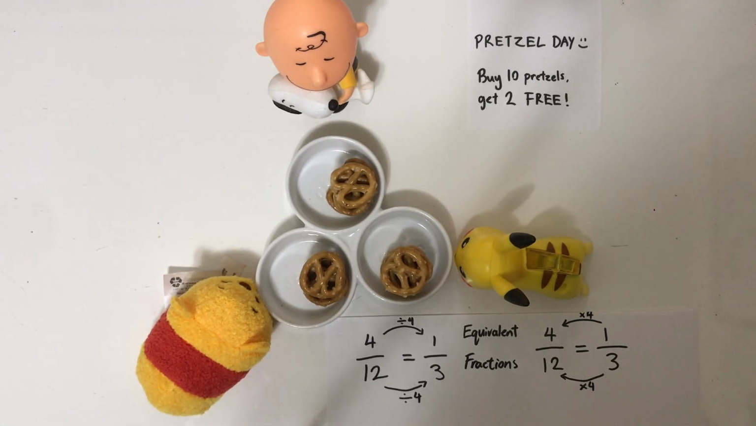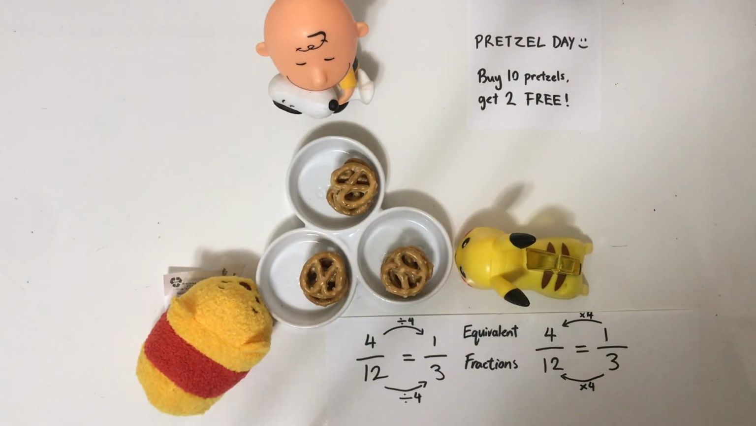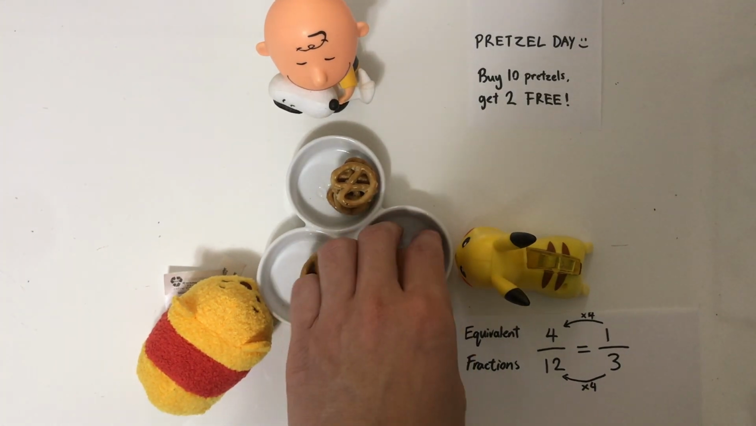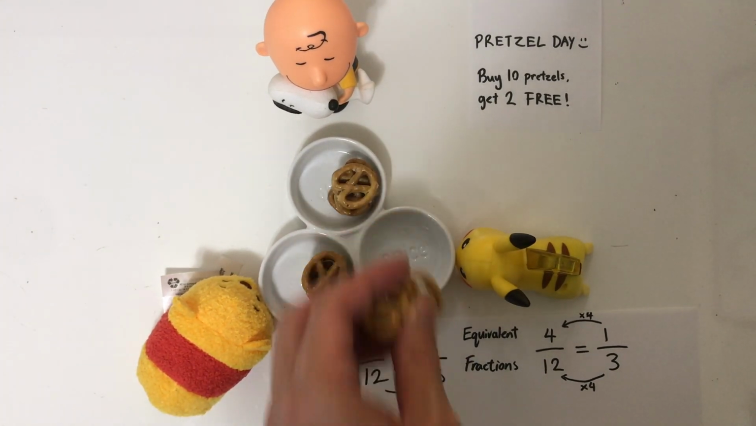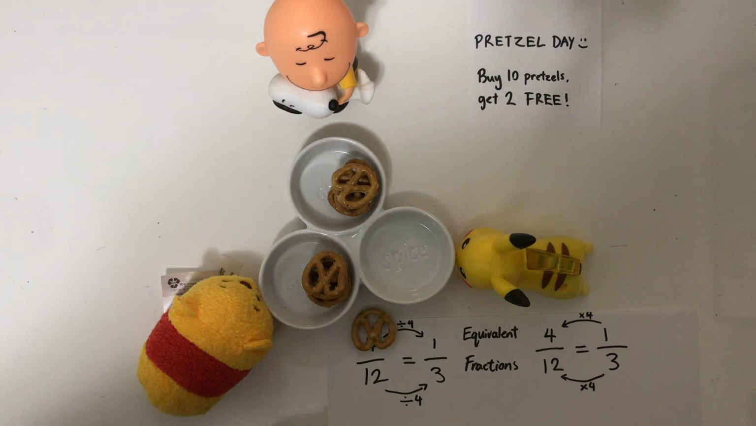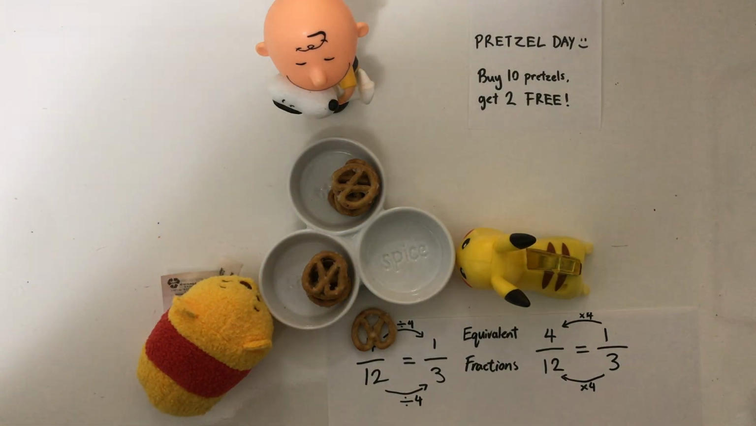And now that we have finished learning about how to use fractions, they can finally enjoy their meal. Until a mysterious hand comes in and takes a bite of the pretzels. It's kind of stale. I can see why they had a deal going on.